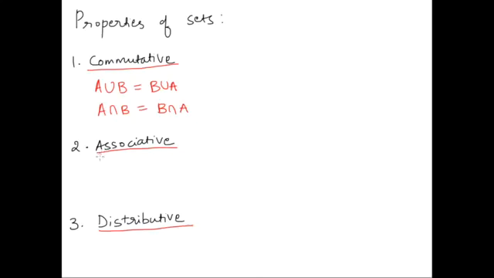And in the associative property, what this means is (A union B) union C, so let's put parentheses here, is equal to A union (B union C). And if you take the case of intersection, (A intersection B) intersection C is equal to A intersection (B intersection C).